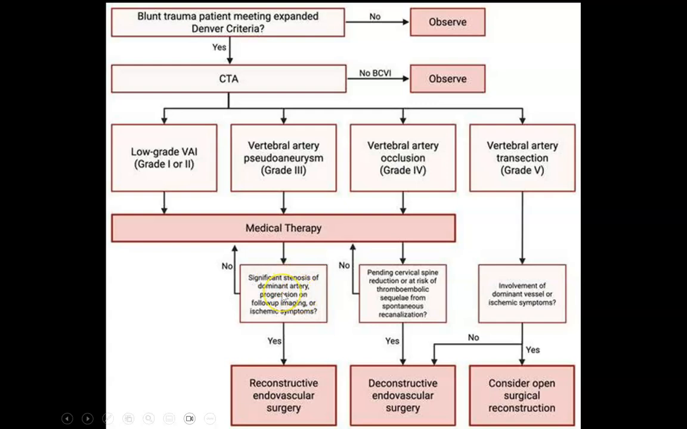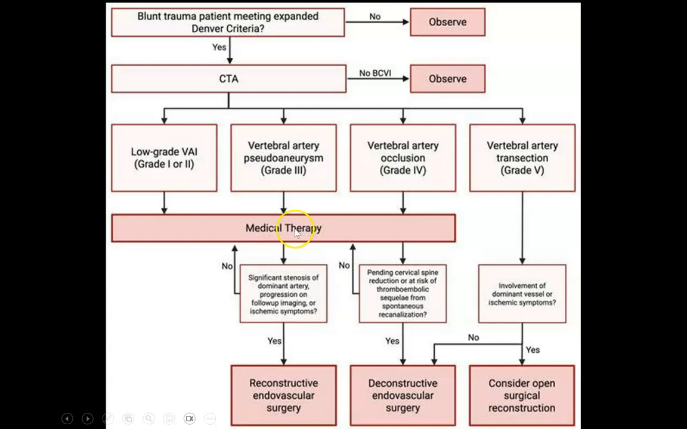So if it succeeds, well, it's fine. The patient is not complaining, everything is fine. If not, you do the reconstructive endovascular surgery. That means you enter and treat the vertebral artery dissection with a stent. You put a stent if the medical therapy fails, if there is significant stenosis of the artery, more than 25%, becoming 50 or 60%, or progression of the symptoms of ischemia. Medical therapy fails, so you give reconstructive endovascular surgery.